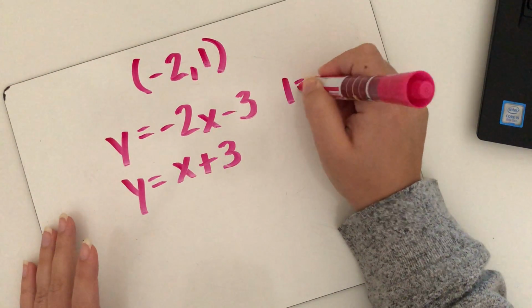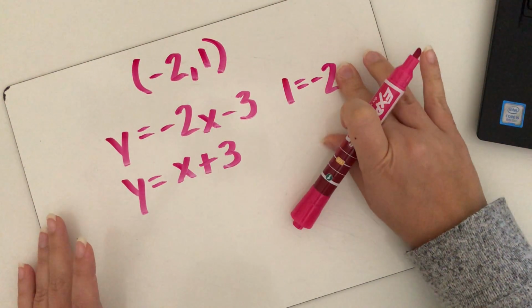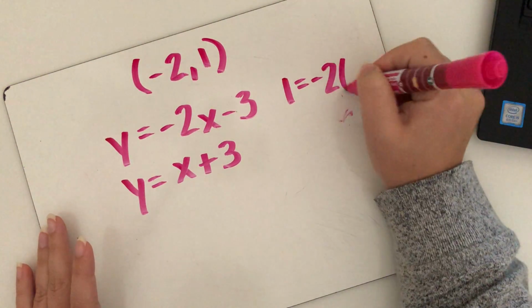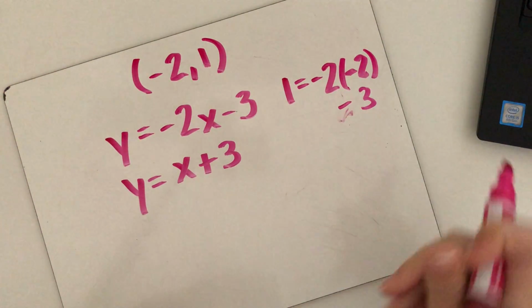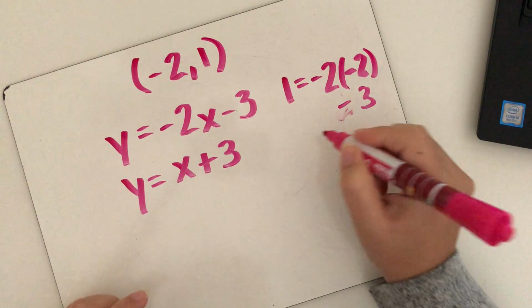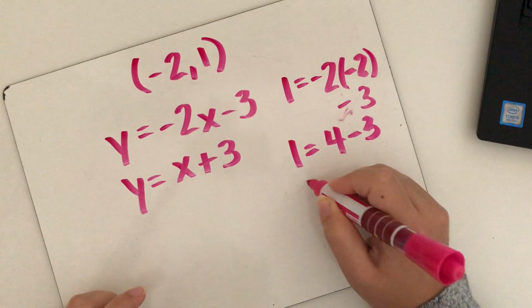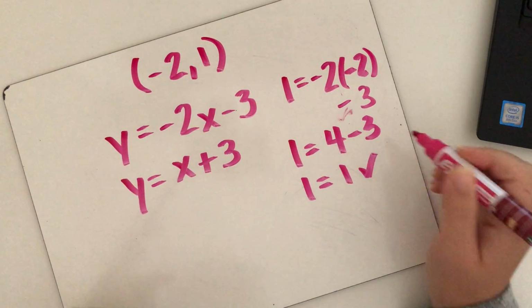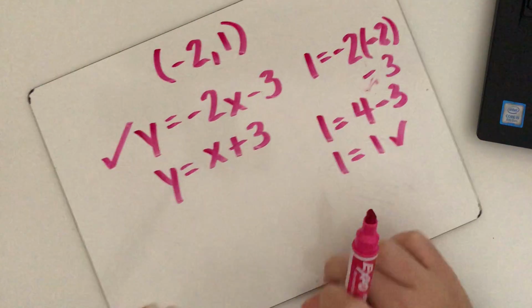So I have 1 equals -2 times -2 minus 3. -2 times -2 is going to give me 4. 4 minus 3 is going to give me 1. So it works out for the first one, so I'm going to put a check mark here. So now I'm going to try it for the second one.